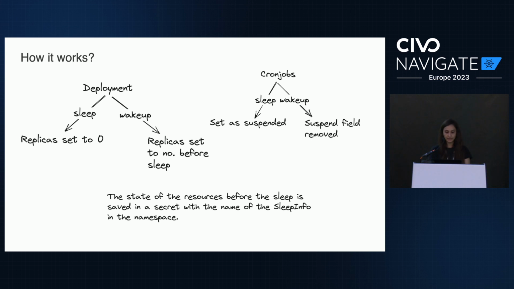So replicas can be set to 0. And what is wake up time? The replicas will be automatically set to the number which you have defined before sleep. Basically, these are saved in a secret with the name of sleep info in the namespace. So this is how you can do it for the cron jobs as well. You can define the sleep and set suspend to true, and the suspend field is removed for the wake up. So this is how Kube Green works.